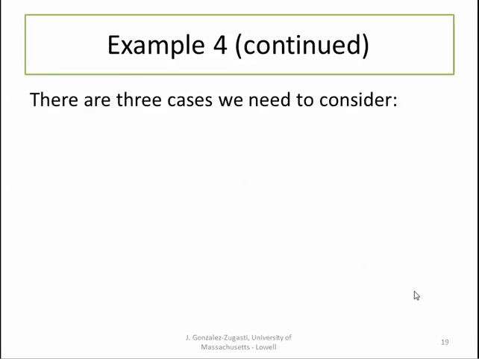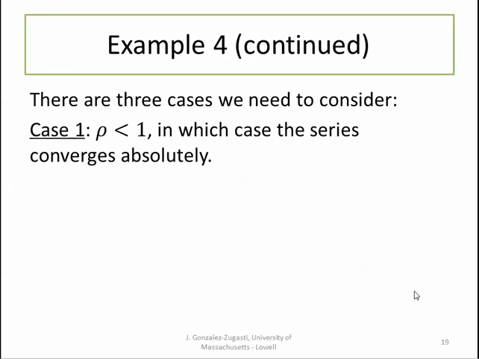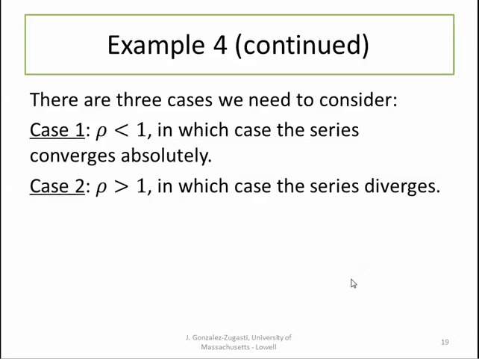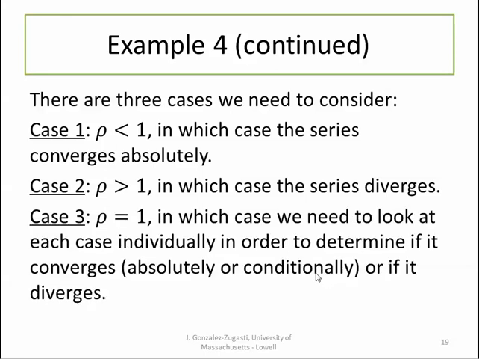Alright, so now there are 3 cases we need to consider. The first case is where rho is less than 1. And when that happens, we know our series converges absolutely. The second case is when rho is greater than 1. And when that happens, we know the series diverges. And then the last case is when rho is equal to 1. When that happens, we need to look at each case in that situation individually to determine if it converges or diverges.